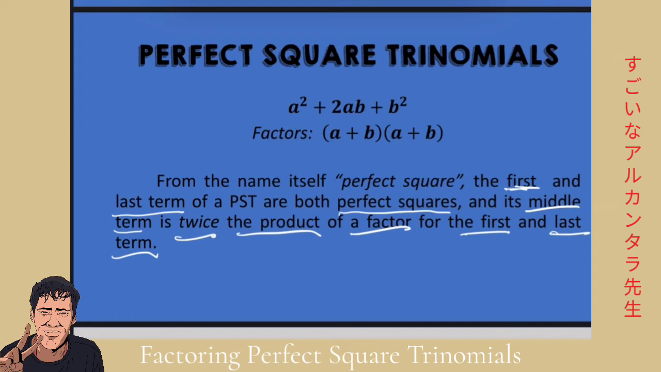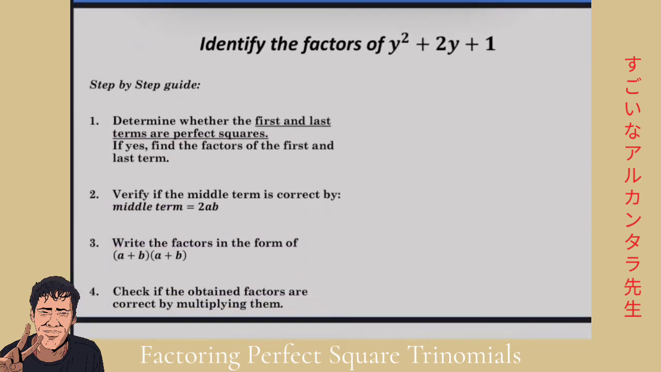This will be much easier once we start with an actual example. So let's proceed. Let's say we have y squared plus 2y plus 1. The first step here is that we should determine the first and the last terms and whether they are perfect squares. This is our first term right here, y squared, and here we have 1 as our last term.